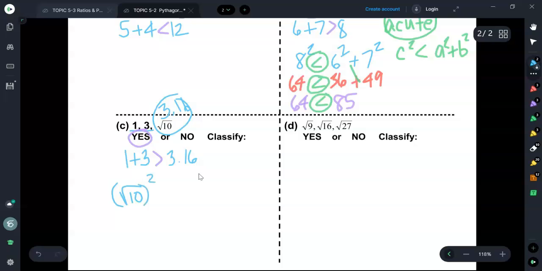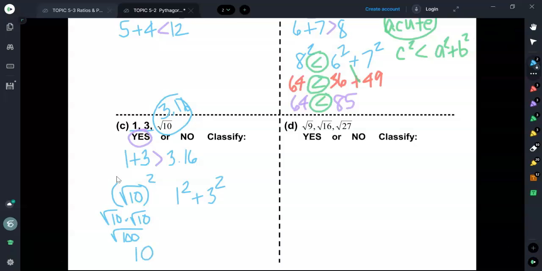So I'm going to compare c squared to a squared plus b squared. I'm going to check and see if these compare. What is square root of 10 squared? Well, square root of 10 times square root of 10 is the square root of 10 times 10, which is the square root of 100, which is just 10. Whenever you square something that's already a square root, it becomes that number. So square root of 10 squared is just 10. 1 squared is 1. 3 squared is 9, and 1 plus 9 is 10.